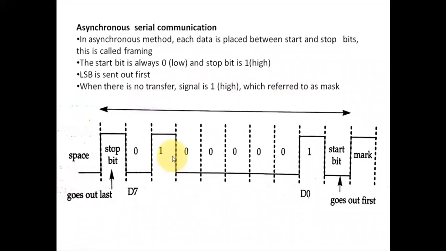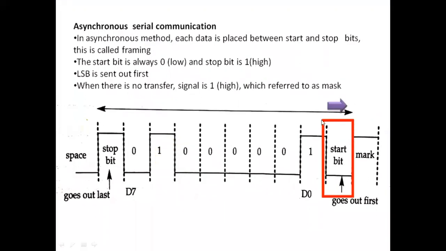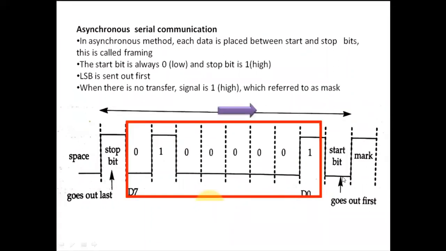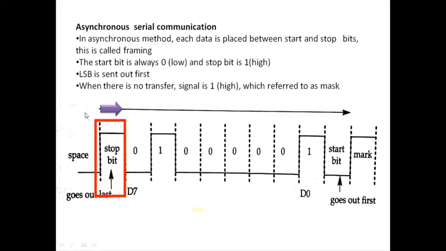So in asynchronous communication, this is the data frame you are using. One is the mark bit. The mark bit is always high. Next you have the start bit. The start bit is always low, followed by 8 bits of data. And next, the stop bit. The stop bit is always high. So the start bit is always low, and the stop bit is always high.